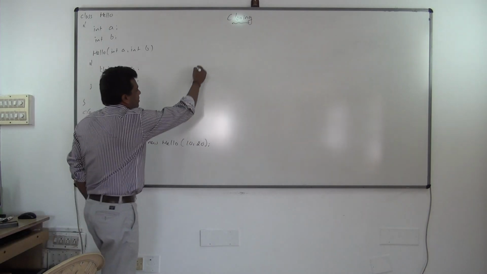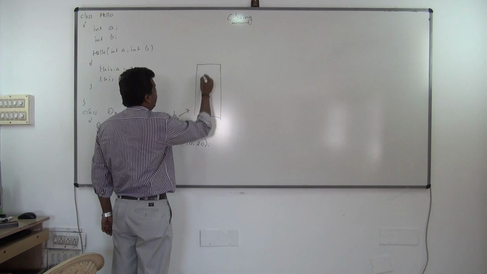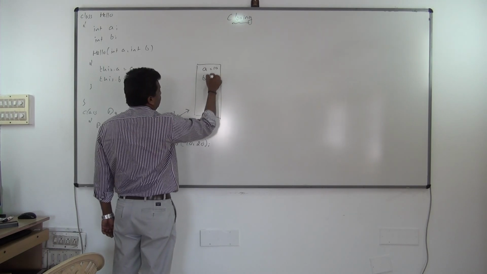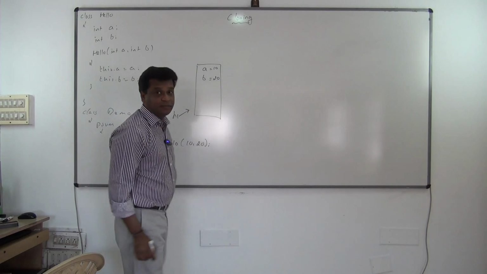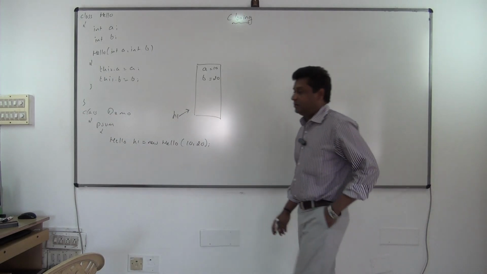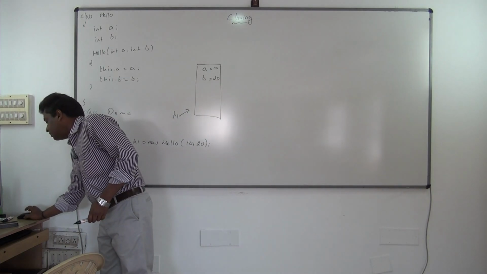So what happens now? An object of Hello is created, and it has the values a as 10, b as 20. Valid? Yes or no? So this is how the object will be created.